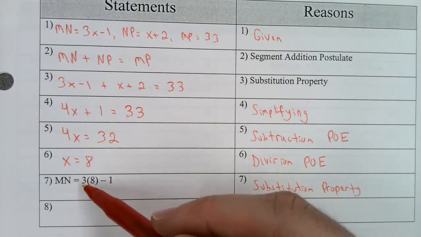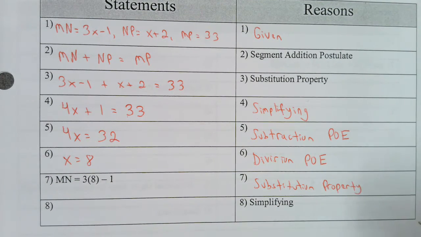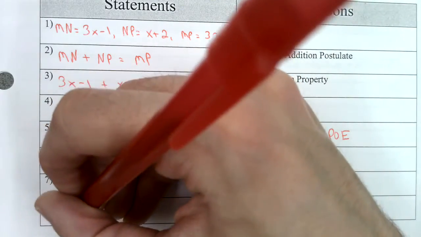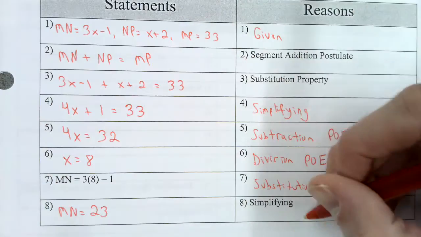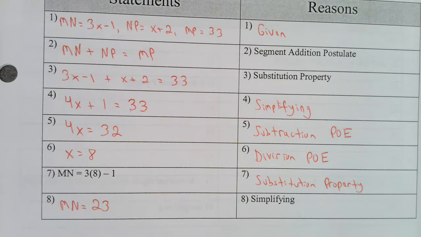Now we're going to clean that up. 3 times 8 is 24, minus 1 is 23. So mn equals 23. I called that simplifying.